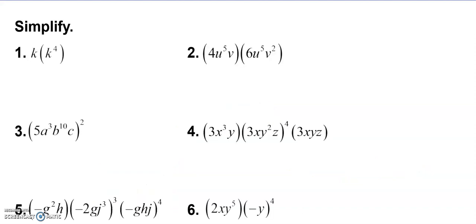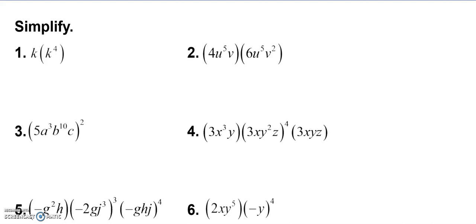All right, so let's do a few examples to make sure we recall our properties of exponents. Here we have a few examples, and we're just trying to simplify, which in this case means combine things as much as we can. So I'm going to do two of these examples first, and then I want you to try a few on your own. So first we have k times k to the fourth.